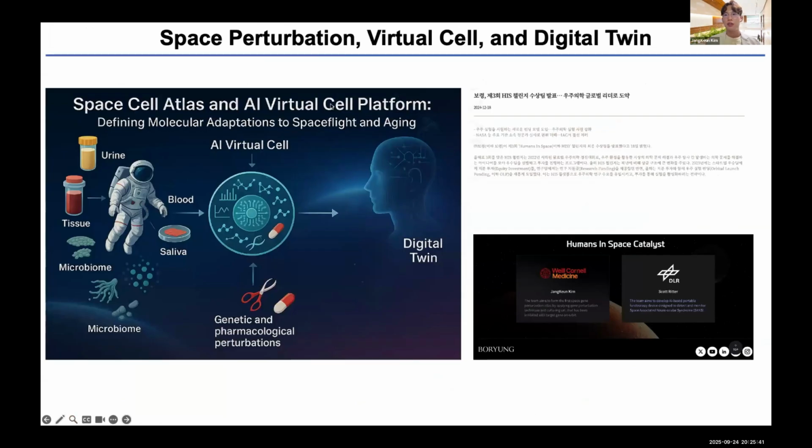And the final one would be: last year in Milan in October 2024, I proposed the idea of a perturbation dictionary to make a virtual cell, which could be developed further into a digital twin. Dr. Suyan Lee was a judge, and I was selected for the Catalyst program. So I'm preparing to get the funding with the Human in Space Challenge.